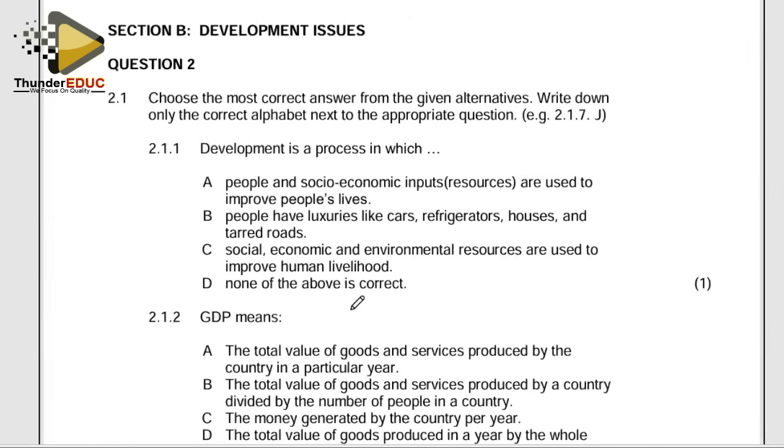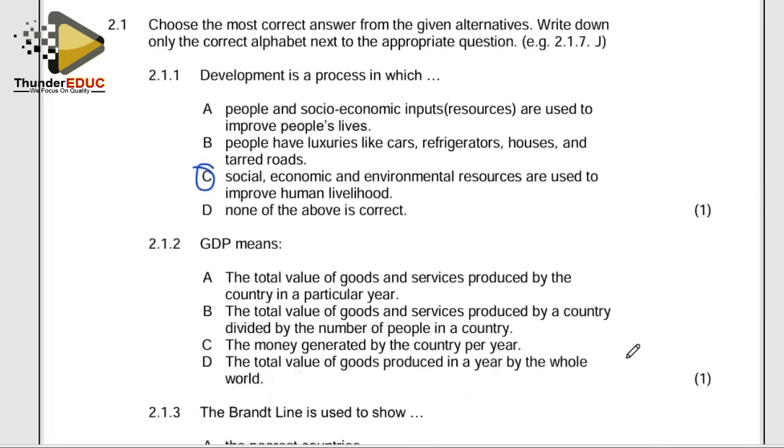The first one is saying development is a process in which, the correct response is, social, economic, and environmental resources are used to improve human livelihood. That is basically development. We are looking at the improvement of the welfare of human beings in a particular country or in a particular geographical space. We change the social way of life, the economic way of life, the environment, we take good care of it so that we improve the general livelihood of the people. People's lives get to improve. That is development.